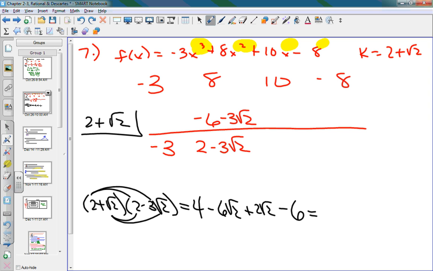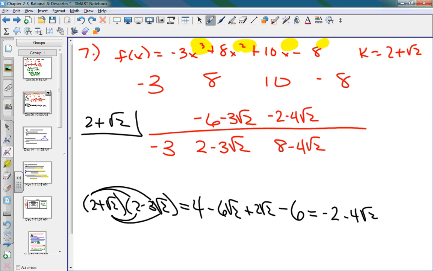Do I have any like terms? 4 minus 6 gives me negative 2. And negative 6 square root of 2 plus 2 square root of 2 gives me negative 4 square root of 2. Okay, so that is going to go right here. So that's going to be negative 2 minus 4 square root of 2. Yeah, it's ugly. It's really ugly. Not going to lie, it's ugly. Okay? Now what's 10 minus 2? 8 minus 4 square root of 2.